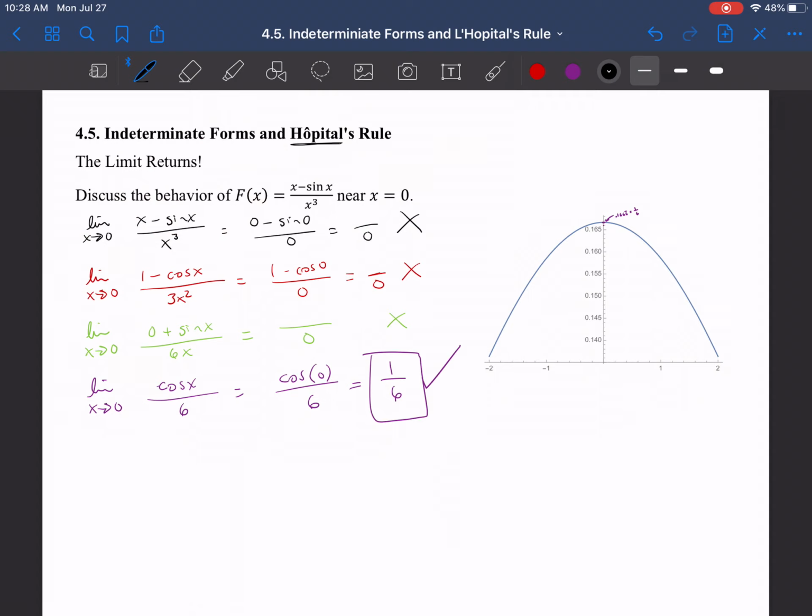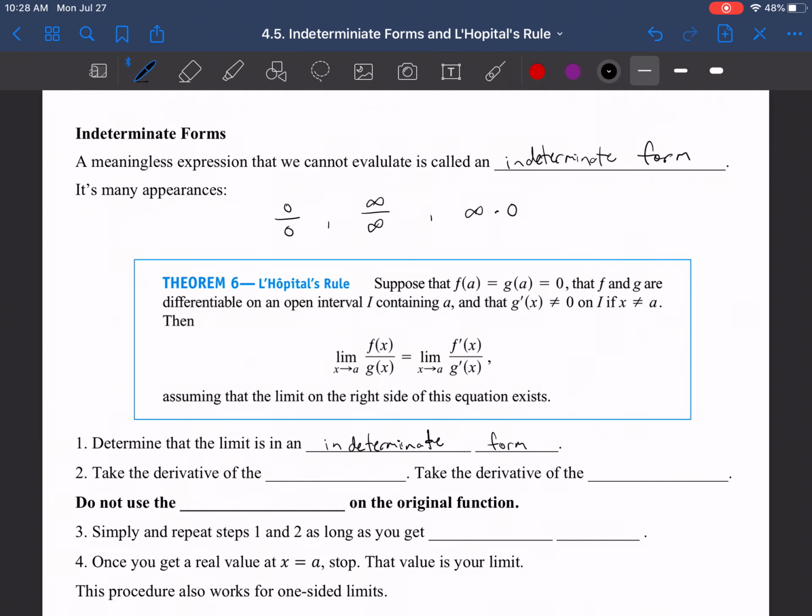That's what we did over here. This was indeterminate, this was indeterminate, this was indeterminate, this was determinate, so we stopped. We didn't go any further. If you keep going and do the derivative of the numerator over the derivative of the denominator for something that is determinate, you're going to mess it up. So don't go past the point where you can take the limit.